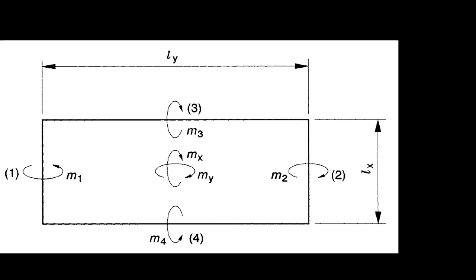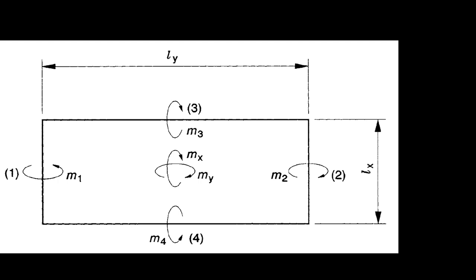A two-way slab can be differentiated from a one-way slab using the aspect ratio. The aspect ratio signifies the ratio of the longer span to the shorter span. If the ratio of the longer span to the shorter span is less than 2, then we take the slab as a two-way slab. But when the ratio of the longer span to the shorter span is greater than 2, we take the slab as a one-way slab.